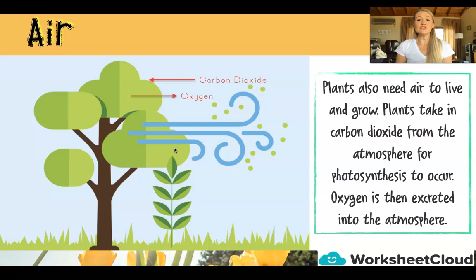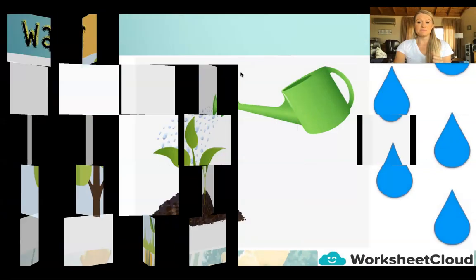Okay. And so we say the plants, they take in carbon dioxide from the atmosphere. Then with photosynthesis, it's not only sunlight that is needed, carbon dioxide is also needed for photosynthesis to occur. And then oxygen is made from photosynthesis, and oxygen is then excreted from the plant, because the plant doesn't need oxygen. We need the oxygen, right?